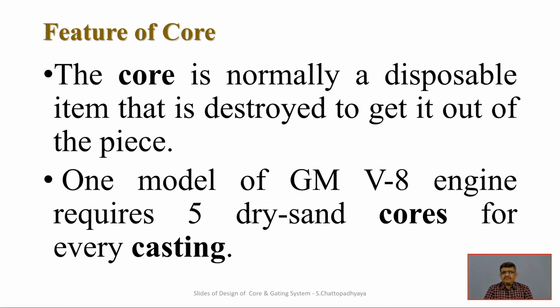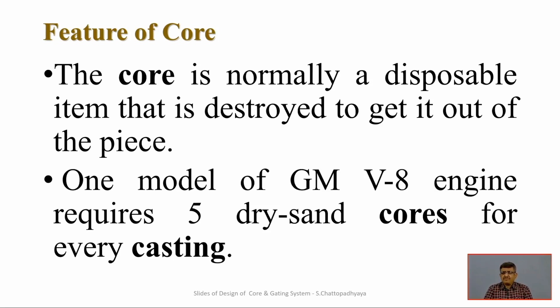So what will be the features? They have some features. This core is normally a disposable, expendable, sacrificial item, for each casting process, and it is destroyed to get it out from the piece. So it has to be collapsed. The sand of the core has to be collapsed and taken out to make the appropriate hollow sections in the casting. It is destroyed.